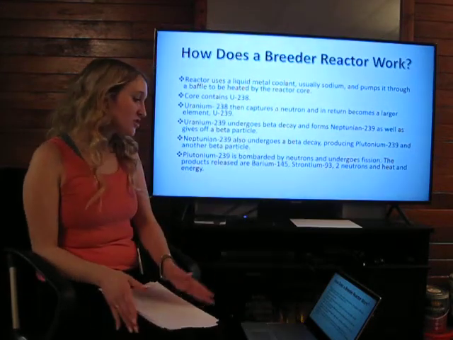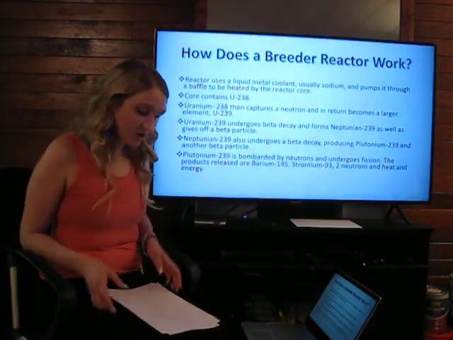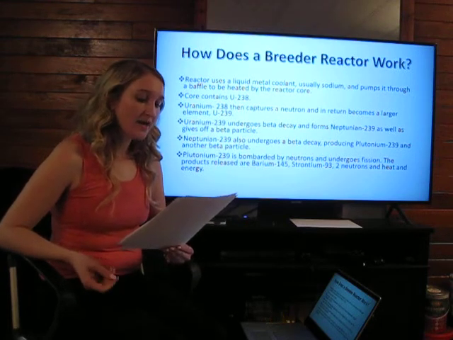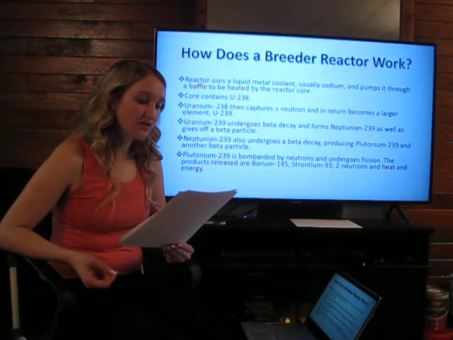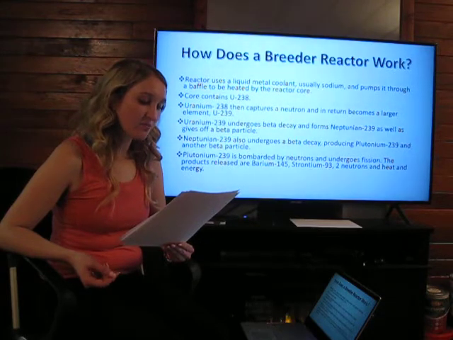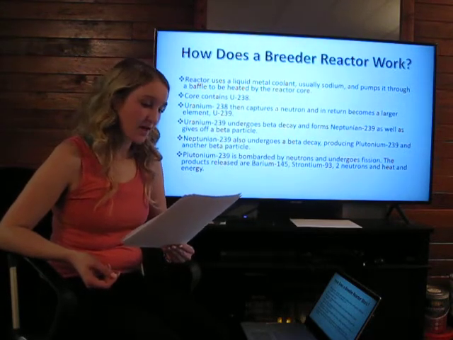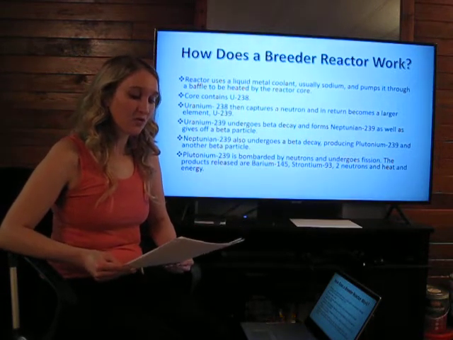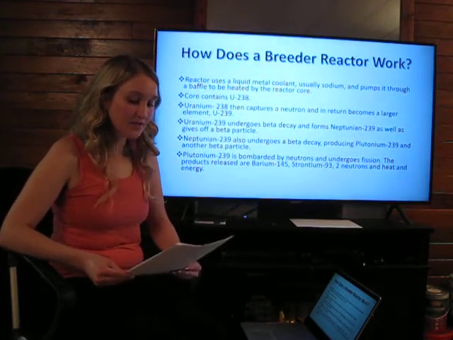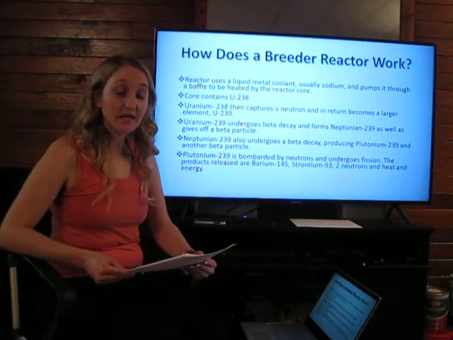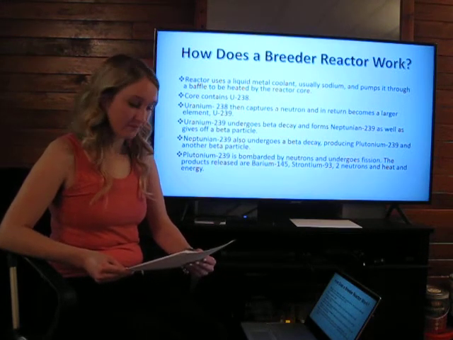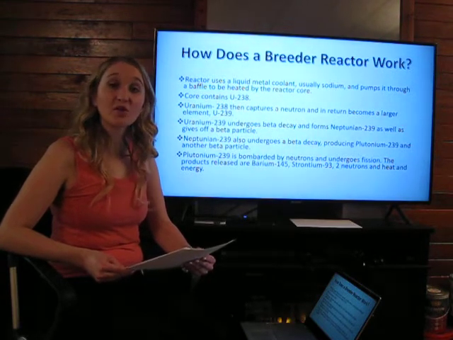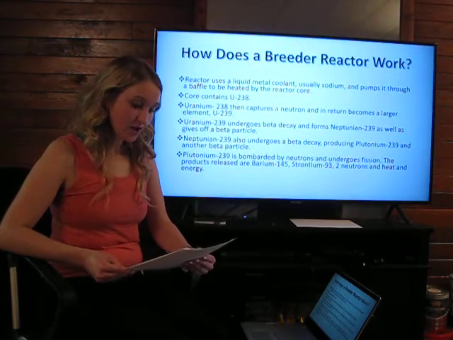So now we're going to talk about how a breeder reactor actually works. The fast neutron reactor has many of the same parts as the average nuclear reactor. However, the process is slightly different. First, the fast neutron reactor uses a liquid metal coolant, usually sodium, and it pumps it through a baffle to be heated by the reactor core. The core is surrounded by a blanket of tubes that contains non-fissile uranium-238.